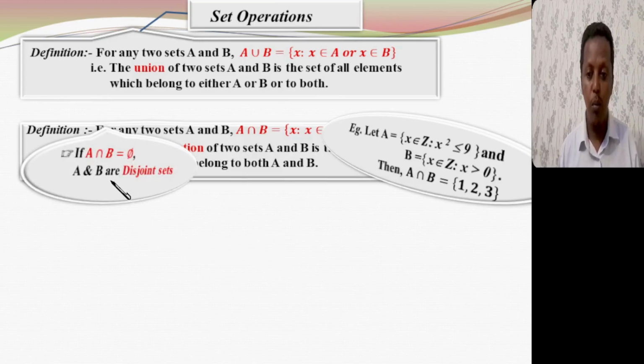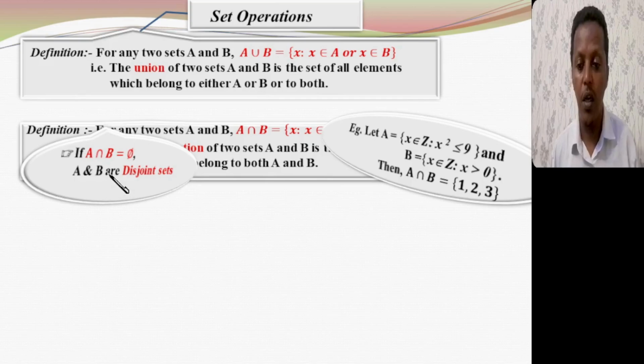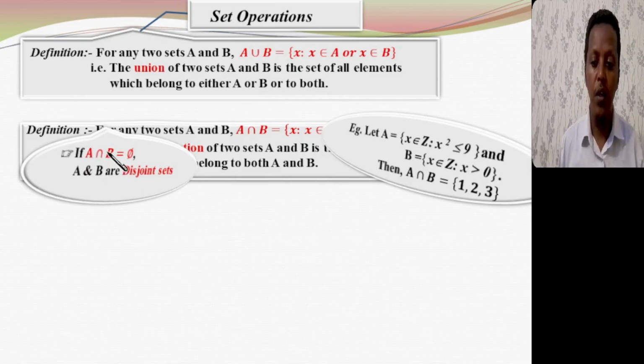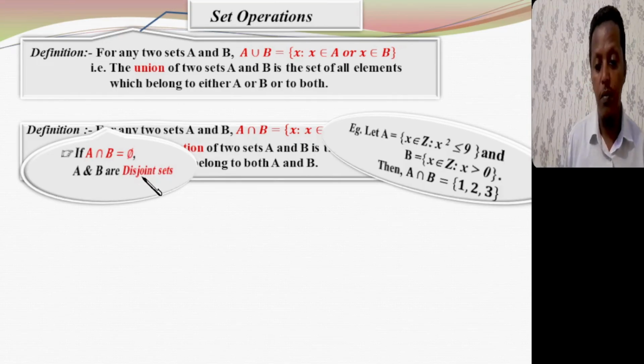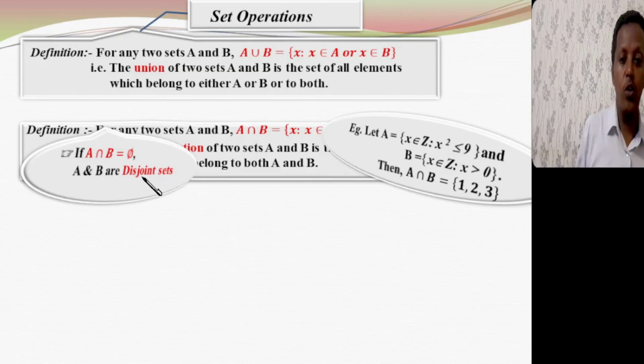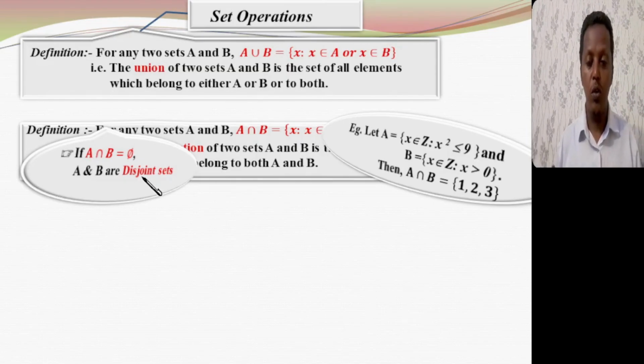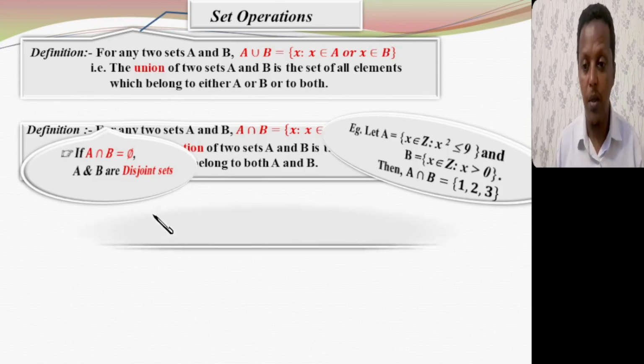Now the other important point regarding the intersection: if the intersection of two sets is empty, then we call the two sets disjoint sets. Disjoint sets are sets with no common element.